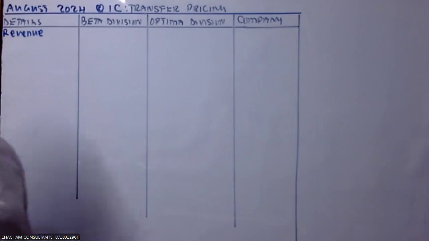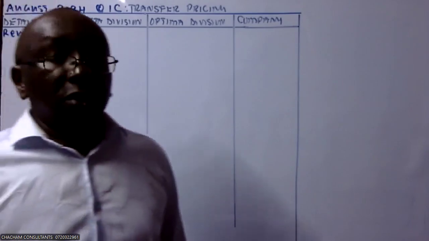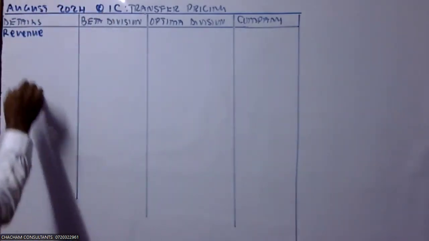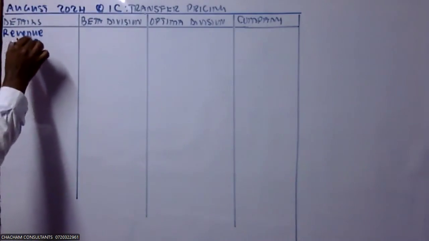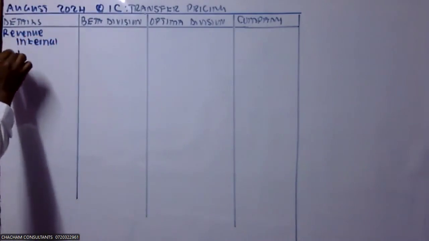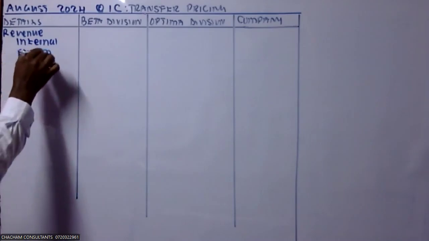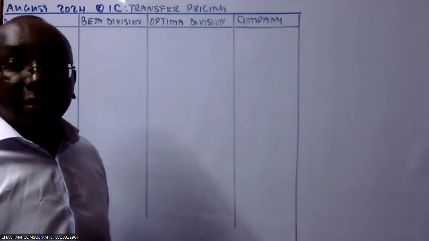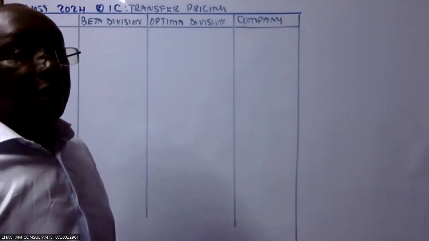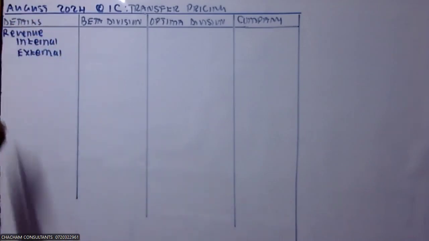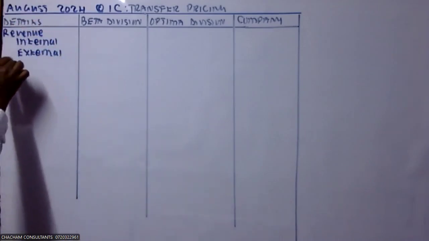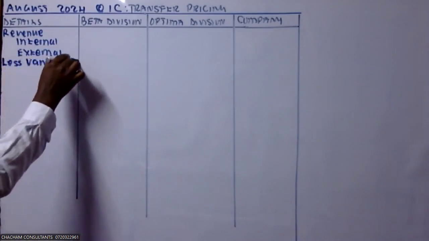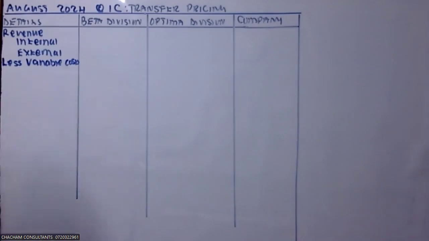When it comes to transfer pricing, as I told you, we have two types of revenues. There is the internal revenue and there is the external revenue. Internal revenue and external revenue. Then we will less the variable costs.